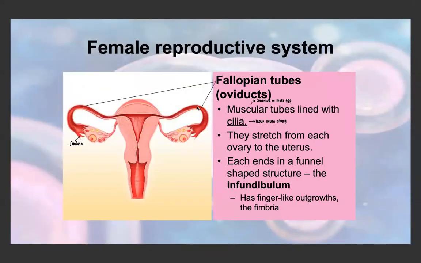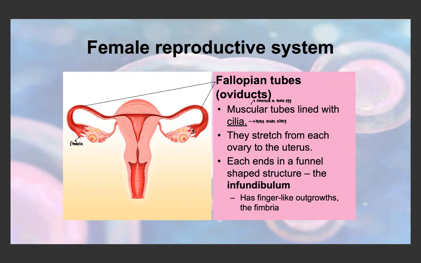If we then look at the fallopian tubes, they're also often called the oviducts, and they're muscular tubes lined with cilia, which are like tiny little hair-like structures. The function of the muscular tubes is to contract to move the egg along, and the function of the cilia is again to move the ovum along. So both of these structures aid in the transport of the ovum.